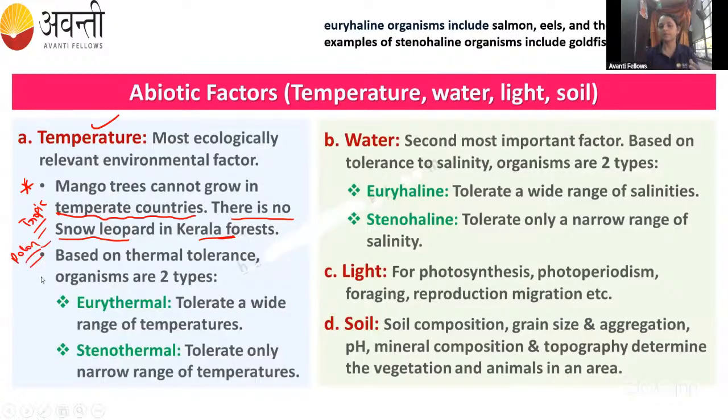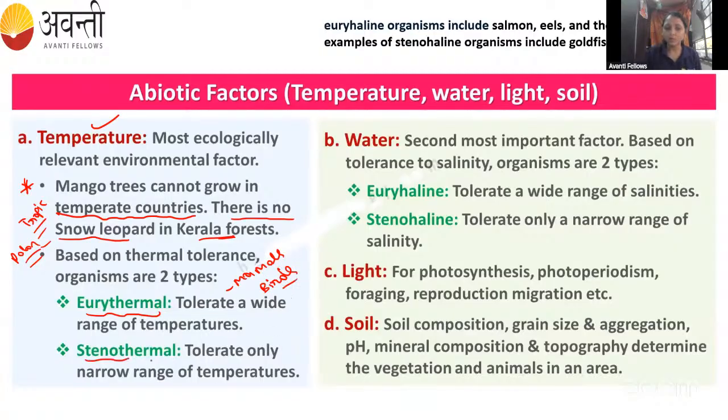And based on temperature, organisms are of two types. The first one is eurythermal, based on how they react to the temperature. Eurythermal means they can tolerate a very wide range of temperature. Eury means wide range of temperature. The example for this is mammals and birds. Okay. So mammals and birds, we know that these are all warm-blooded animals. So that's why they maintain a high temperature. Okay, birds and the mammals.